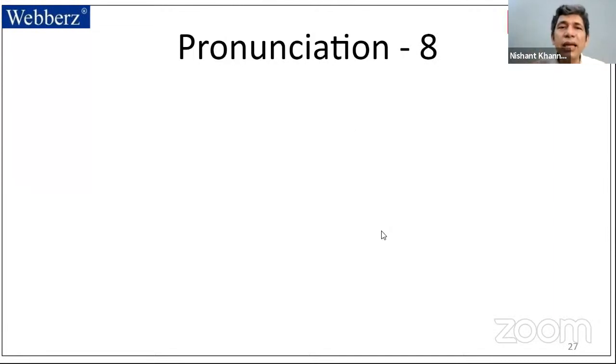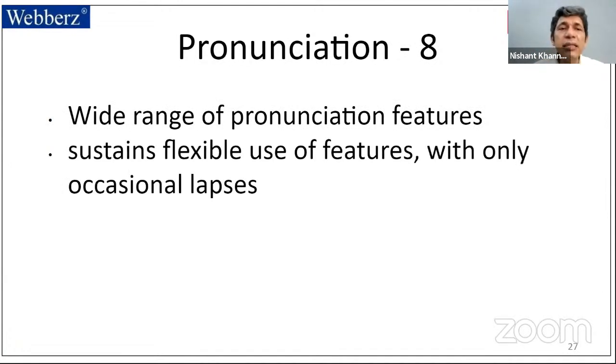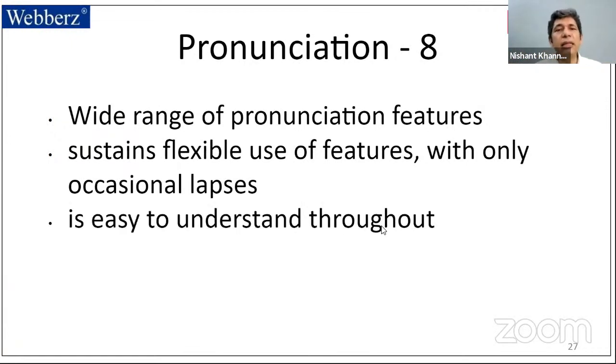What is an 8-band score in pronunciation? An 8-band score means you use a wide range of pronunciation features. And the next thing is you sustain the use of features with only occasional lapses. That means there are errors, but they're occasional. Sometimes they happen. It is not like they're happening consistently. And the next thing is easy to understand throughout.